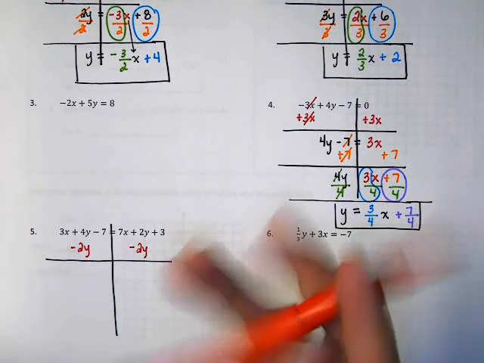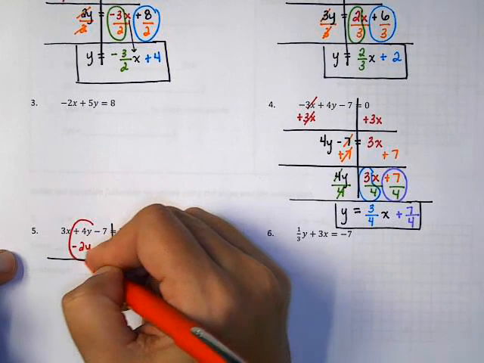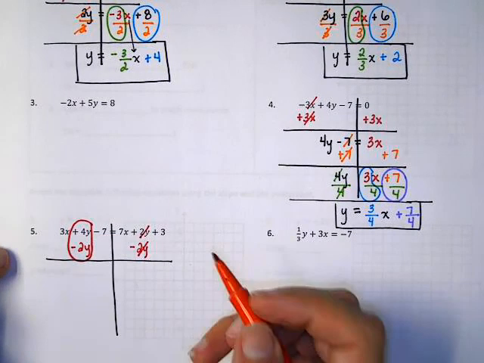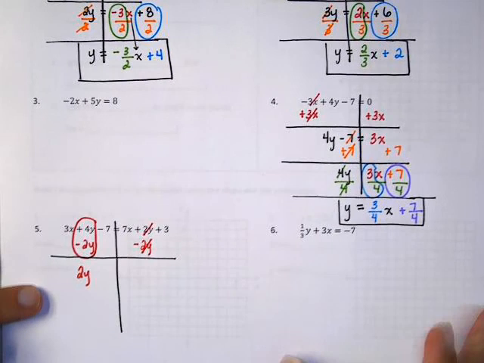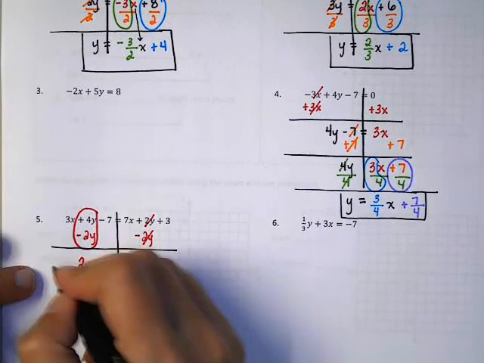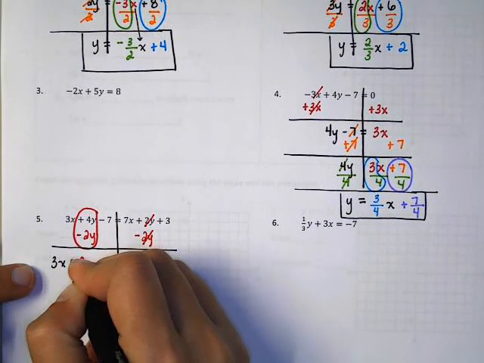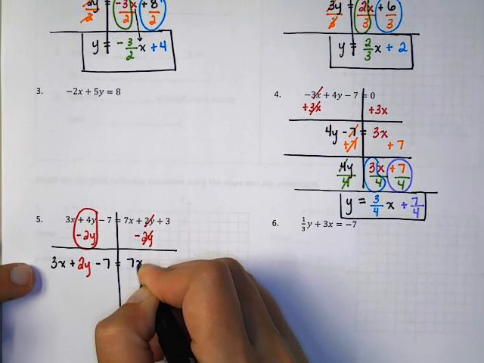Now on the right-hand side, the 2y's cancel. On the left-hand side, the like terms, 4y minus 2y, simplify. So I would get 2y. 4 minus 2 is 2. Everything else is just going to drop down. The 3x and the minus 7, the 7x and the plus 3.